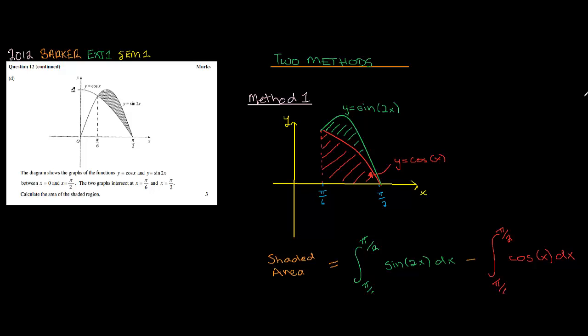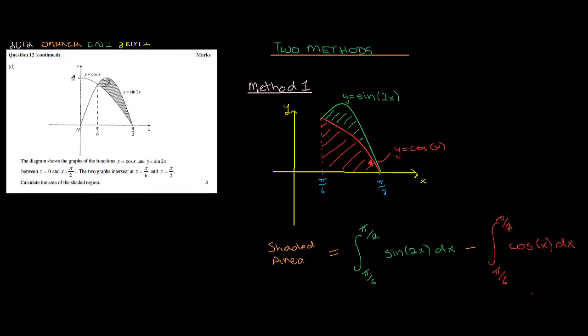So the first way we're doing things is, to find this shaded region, we're going to find the area under y equals sine of 2x. So this whole area here, the one that I've just highlighted in green. And then we're going to minus the area under cos of x, which is this area. Beautiful. And then we're just going to end up with this shaded region.